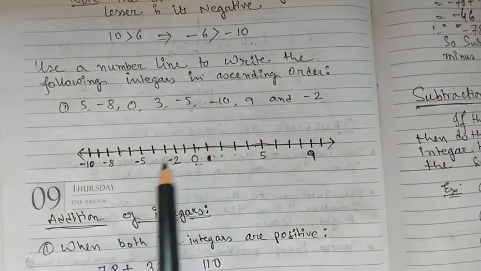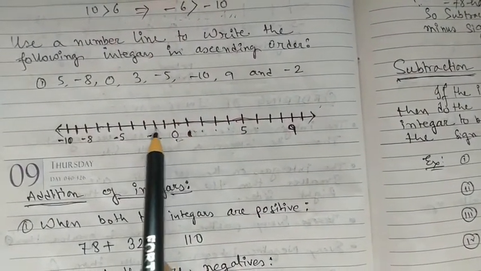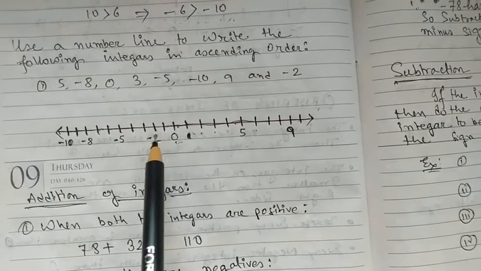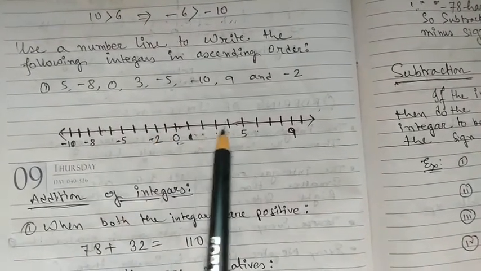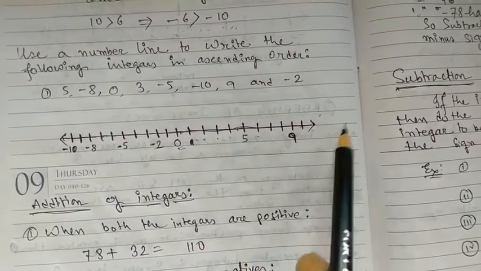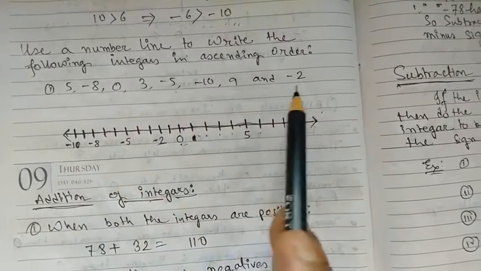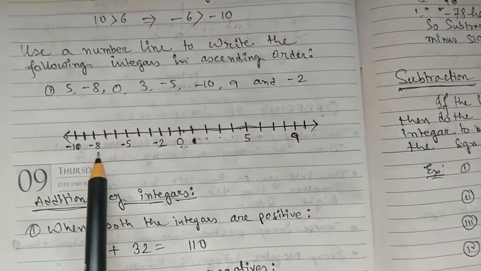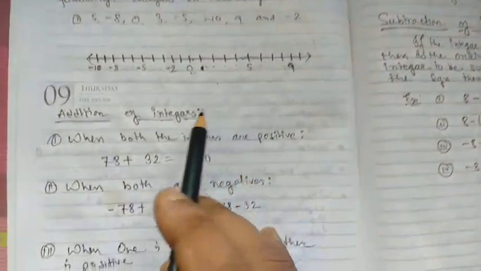So in the number line, we indicate each point: minus 1, minus 2, minus 3, minus 4, minus 5, minus 6 on the left side, and each point on the right side we denote 1, 2, 3, 4, 5, 6, 7, 8, 9. After putting the values, we choose the smaller value and greater value. Okay, is it clear?